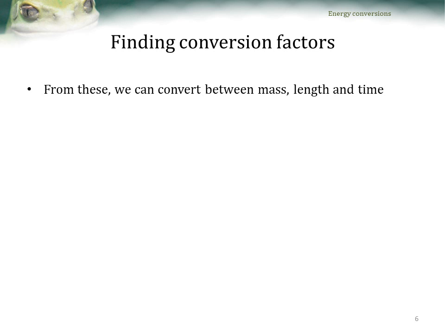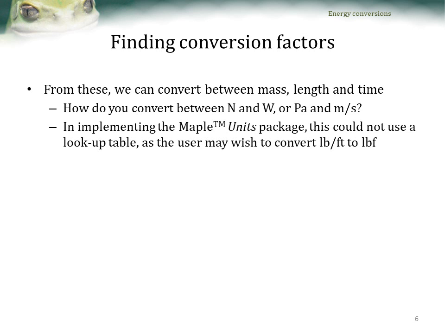From these, we can now convert between mass, energy, length, time, and other such units. But the question is, in general, how do you convert, if at all possible, between newtons and watts, or perhaps between pascals and meters per second? In implementing the Maple Units package, this could not be done as a lookup table because, after all, the user may wish to convert between pounds per foot to pound force. Don't know why, but they may.